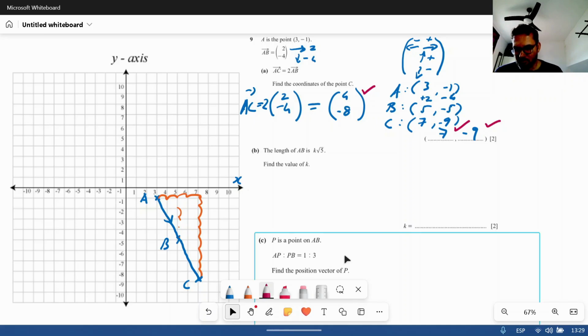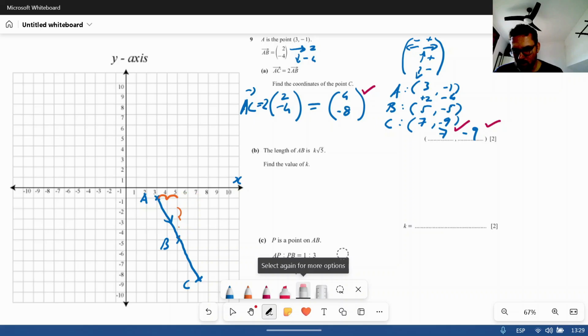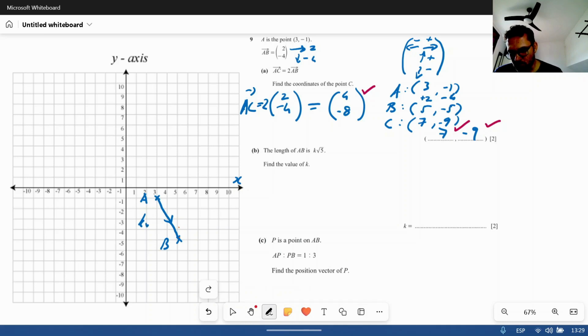Right, then let's just clear the clutter a little bit. Okay, we're going to go back to just AB. Right, it tells us the length of AB is k root 5. So something times root 5. How do we find the length of AB? Well, as you can see, we go like this. We know that that was 2 because we moved 2 spaces to the right. And this here, going down, I know we're going down 4, but the length of that line is 4. Okay, we have there a right triangle, so we just need to do Pythagoras to get AB.